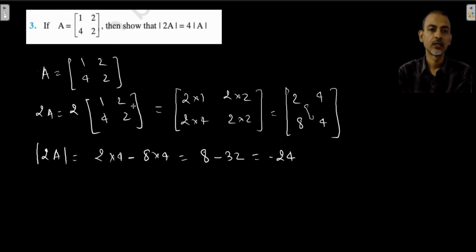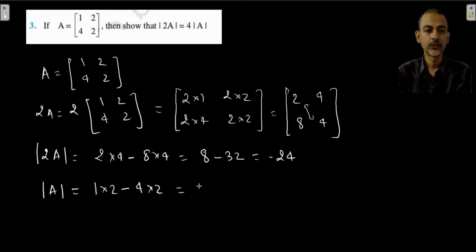Okay. Now let's look at the right hand side. Right hand side is 4 times determinant of A. So first we need to calculate the determinant of A. So determinant of A would be what? We know that this is 1, 4, 2, 2. So we will have to multiply 1 with 2. First 1 into 2 and then subtract 4 into 2. So what we have got over here is 2, and then we have got 4 times 2 is 8. Then what we have here is minus 6.